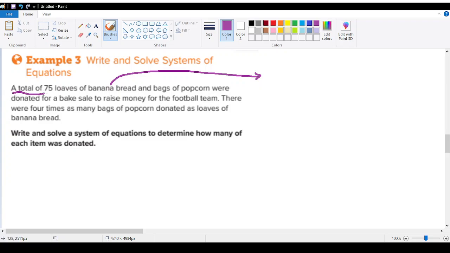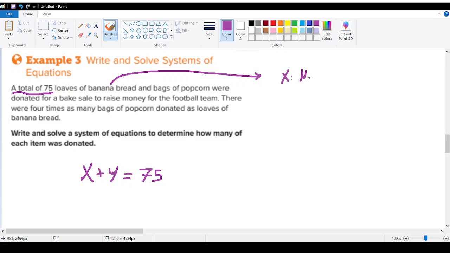Yes. How much? Bag of loaves is 75. No, that's not correct. Read the question. And the total, yes, the total, that's correct. So each one alone we don't know, right? So it will be x plus y equals 75. That's correct. So what does x represent?